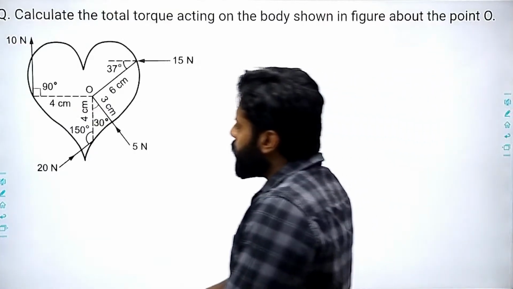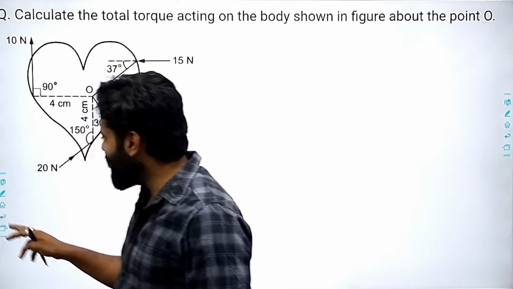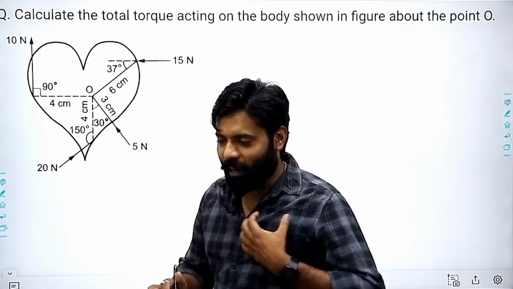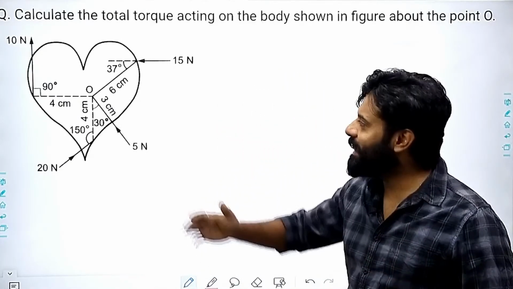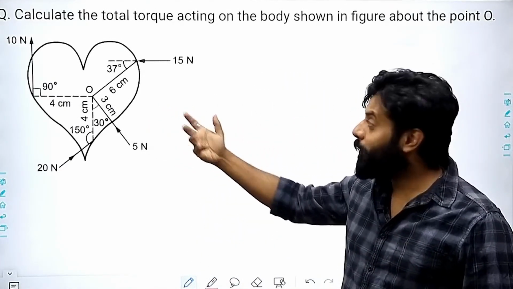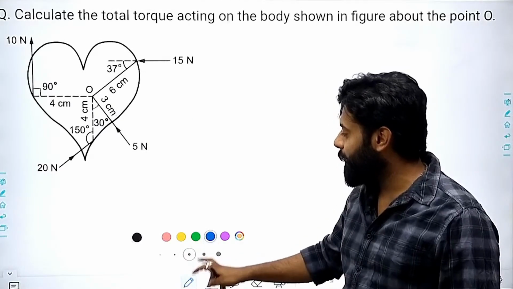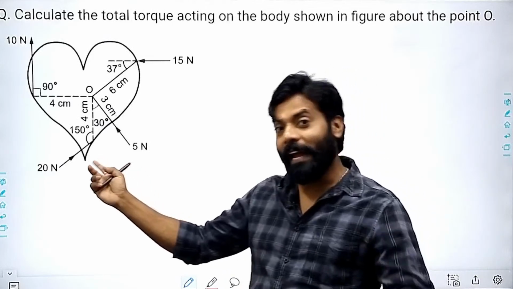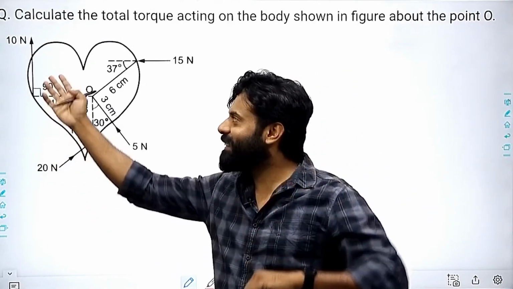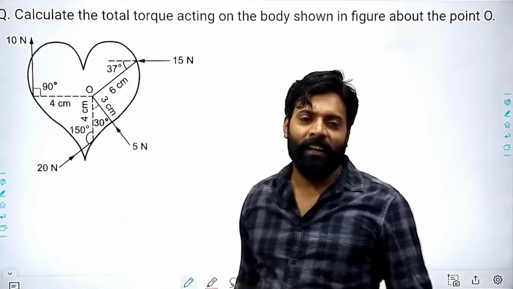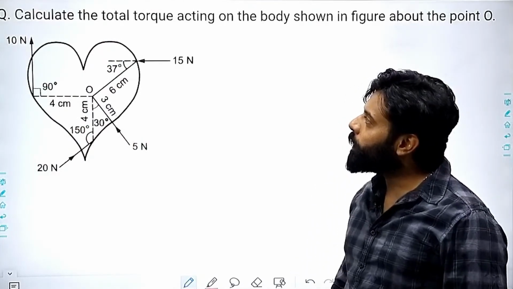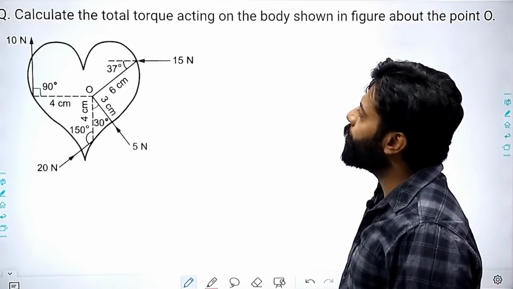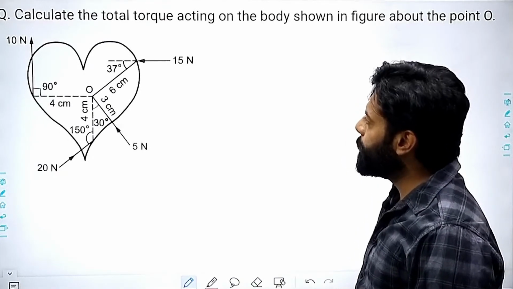So this is a very special question to my heart, and here you also need to find out where your heart will move, right? Imagine that you have a heart and there are so many forces acting on it. One is from your girlfriend, one is from your ex-girlfriend, one is from your ex-to-ex, and then there are so many. But you have to find out the total torque acting on the body shown in the figure about point O. The question is very simple.